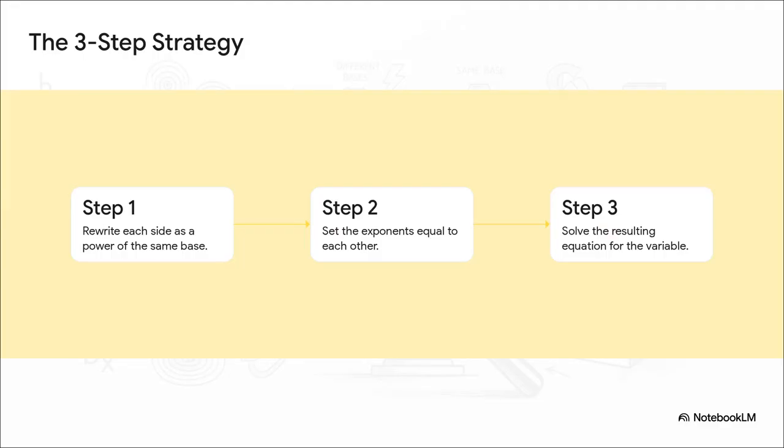And this property gives us a super simple 3-step game plan. Step 1, your job is to rewrite both sides of the equation so the bases are the same. Step 2, you just set the exponents equal to each other, creating a brand new, much easier equation. And finally, step 3, just solve that new equation for your variable. That's it. Let's see how it works in practice.